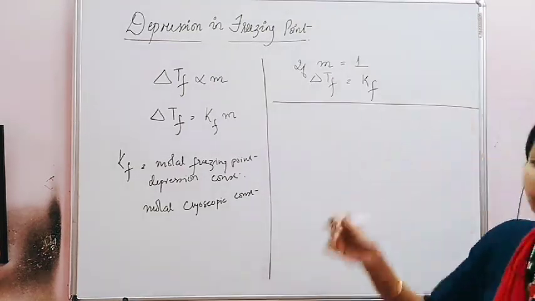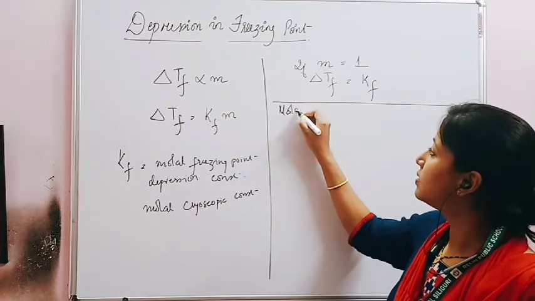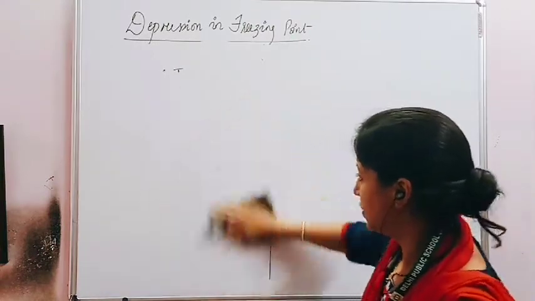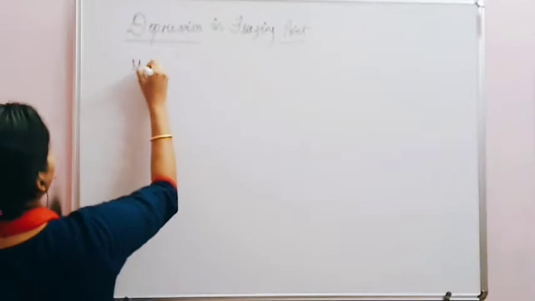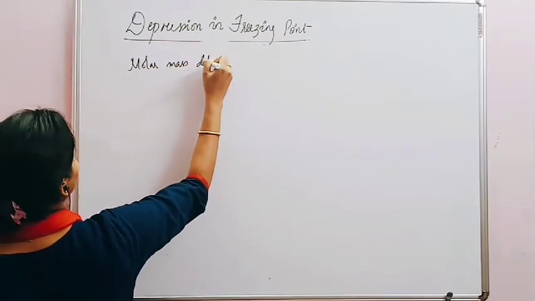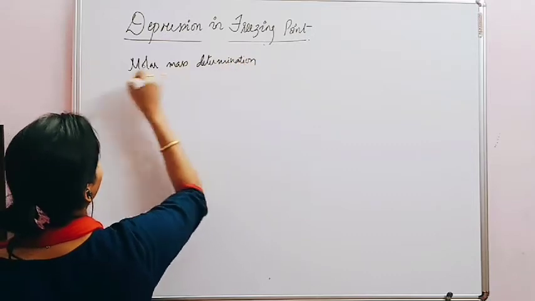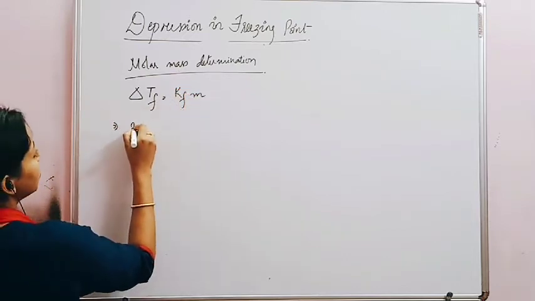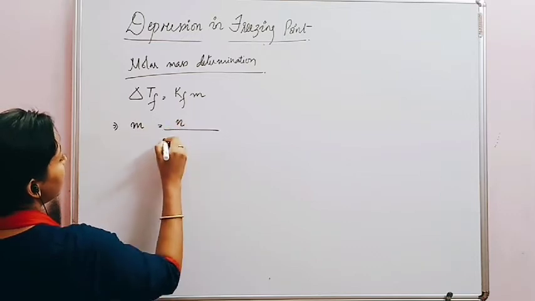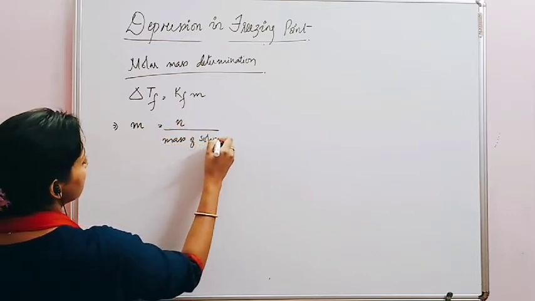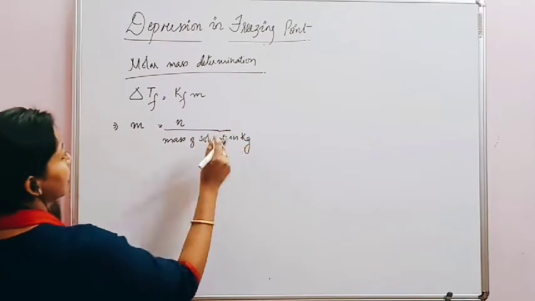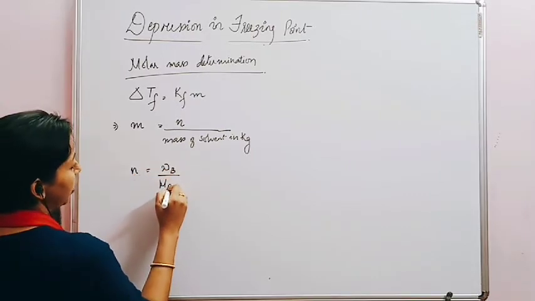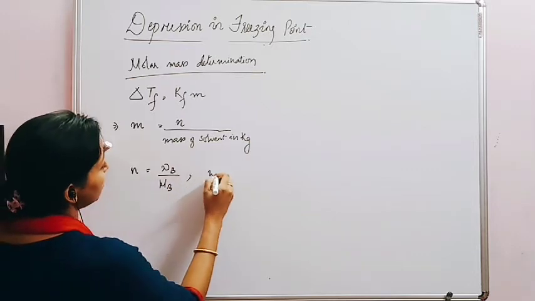Now let us do it for molar mass also. So, molar mass determination. Okay. So we had delta Tf is equal to Kf m. We know that molality is number of moles divided by mass of solvent in kg. Okay, if we take it in gram, we multiply by 1000 here. Number of moles, we know that it is given mass by molar mass, and mass of solvent will be Wa.